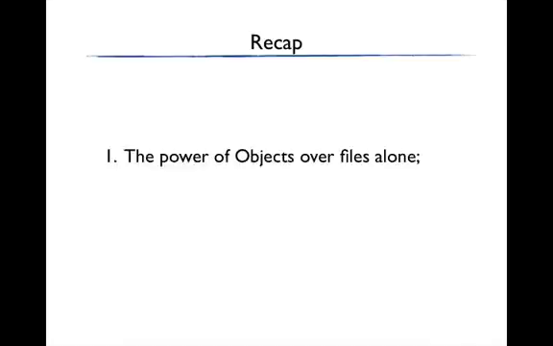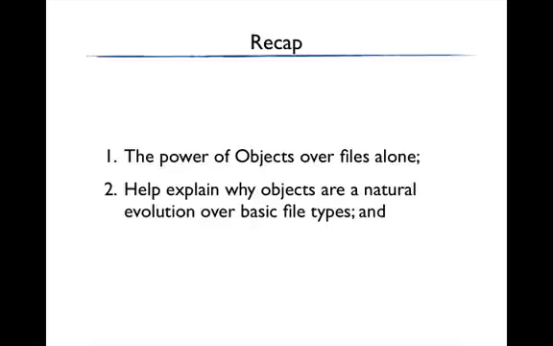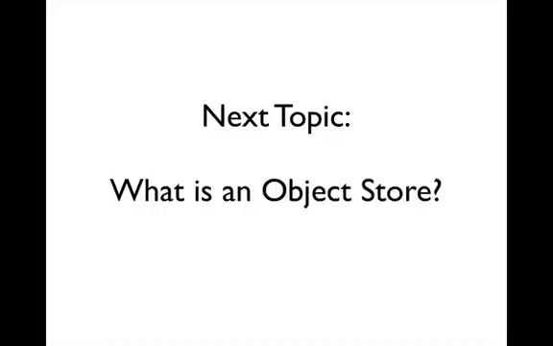So there you go. That's the definition of the term object as it is used, at least in the computer storage realm. I hope in this video I was able to get across a few points. Number one, the power of objects over files alone. Two, I hope this helped explain why objects are a natural evolution over the basic file types that we saw in the last century. And finally, I hope that I showed that objects are not exotic. Okay, in the next video, we'll talk about the software systems called object stores that have sprung up to house these new data types. And I hope this was helpful, and thanks for tuning in.